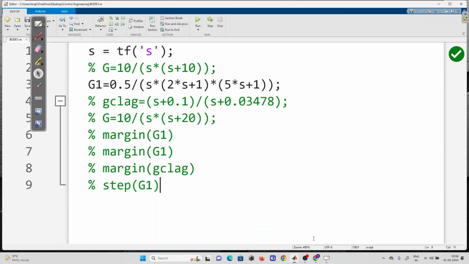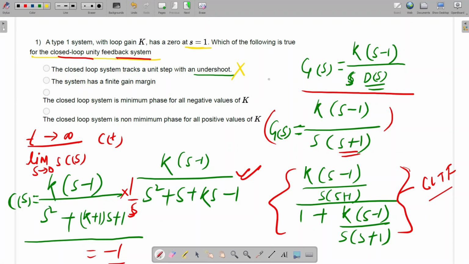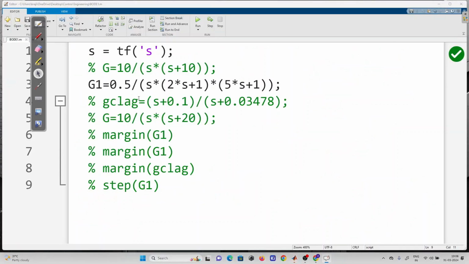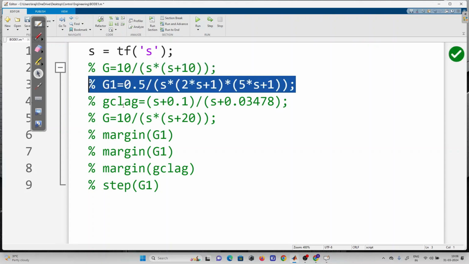Yes, sir. Okay, so remember the question: what is the pole and zero? I am assuming k is equal to one. So the transfer function will be (s minus one) divided by s into (s plus one). This is our open loop transfer function. Then I will convert it into the closed loop.